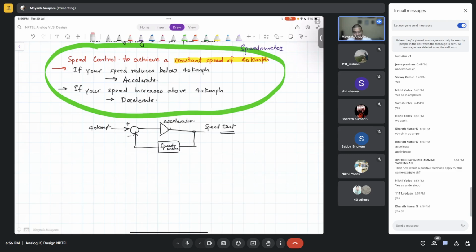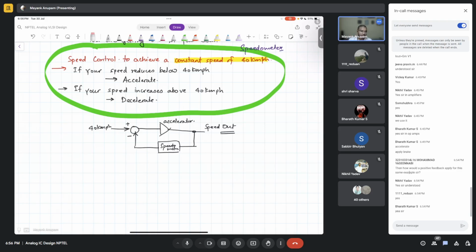Then what will you say? If the speed goes above 40 kilometer per hour, I will again start accelerating. If the speed goes above 40 kilometer per hour, I will simply accelerate. If the speed goes below 40 kilometer per hour, I will simply start decelerating. So if you have that kind of a mentality, then you will never achieve your target speed, isn't it? You will never be able to achieve your 40 kilometer per hour speed. Is that understood?